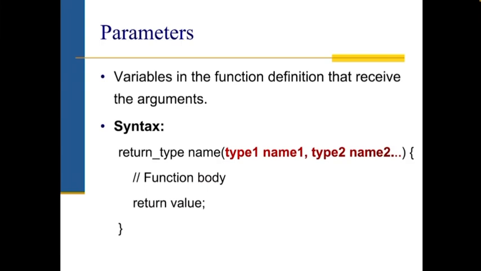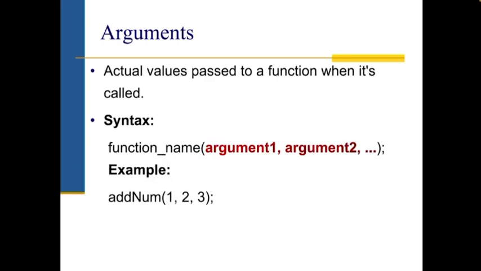And this is a syntax for the parameter: the return type, the name, type 1 name, this, then you bring a curly brace, you write your body, return statement, then you close the curly brace. This is a syntax for it.